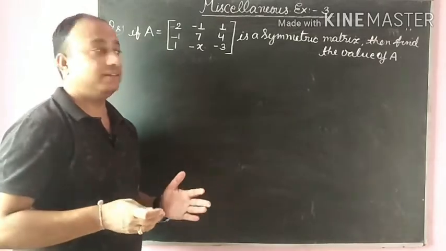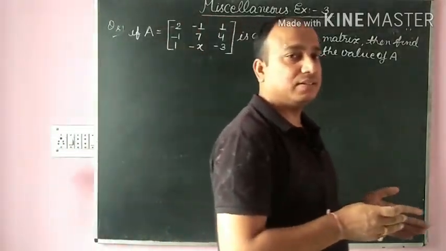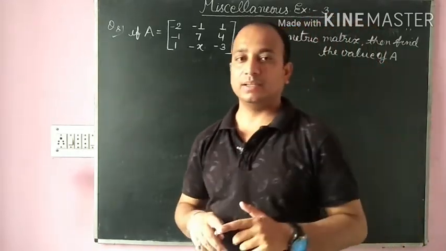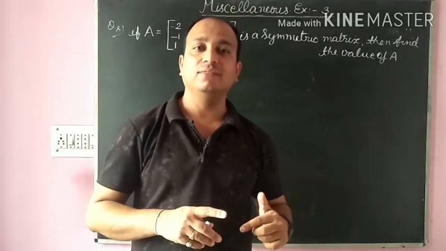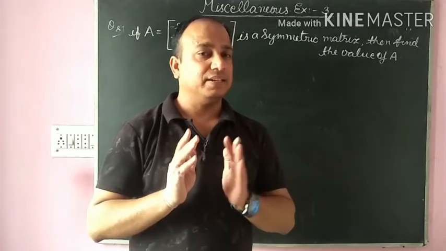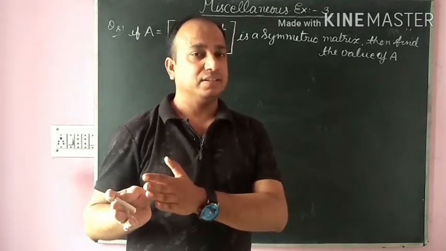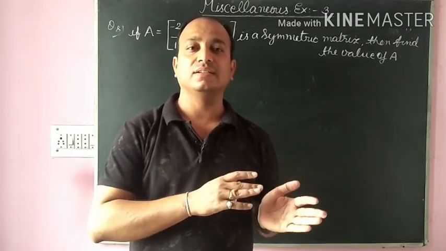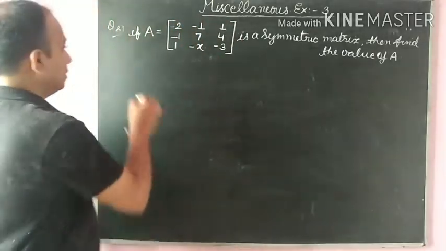You know very well what a symmetric matrix is. If the transpose of this matrix is equal to itself, then this matrix is a symmetric matrix, and if the transpose of this matrix is equal to the negative of itself, then this is a skew symmetric matrix. Meaning, in a symmetric matrix, if we take the transpose of any square matrix and the transpose is equal to the same matrix, then this matrix is called a symmetric matrix. Then A is a symmetric matrix.